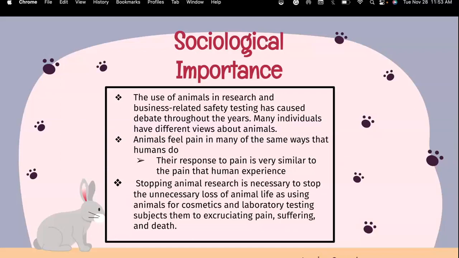Stopping animal research is necessary to stop unnecessary loss of life, as using animals for cosmetic and laboratory testing subjects them to excruciating pain, suffering, and death. There is absolutely no need to test items on animals when there are effective alternatives. For instance, a lot of beauty businesses have looked into more effective ways to test their products without involving animals. Elf, Method, Wet n Wild, Lush, It Cosmetics, and Mrs. Meyer's Cleaning Supplies are just a few examples of companies that do not test their products on animals.